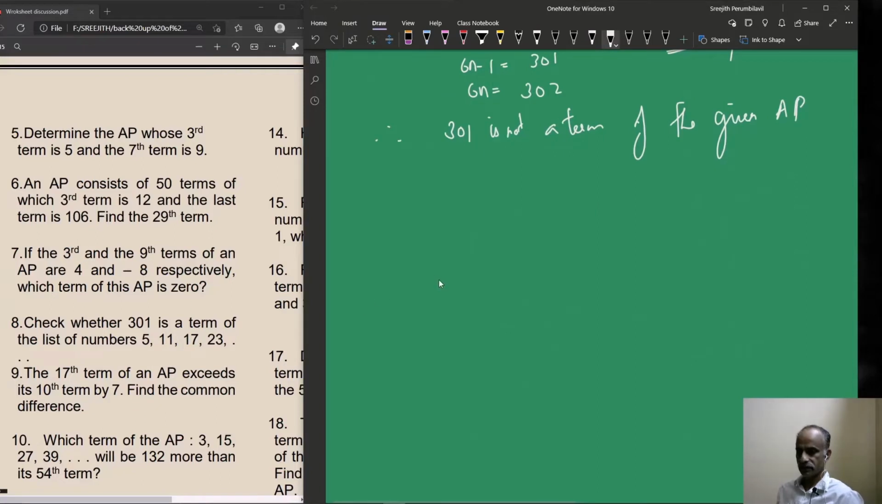Question number 9. The 17th term of an AP exceeds the 10th term by 7.